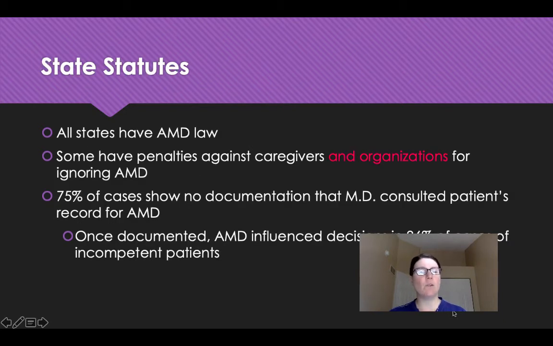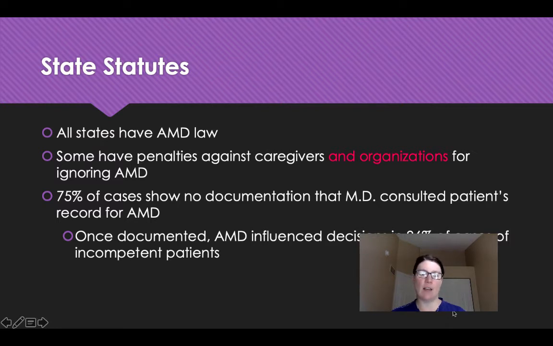So what's important is that every state is going to have its own advanced medical directive law. So don't just write a living will that you found on law.com or whatever, one of those legal form sites, and assume that that's accurate for your state.